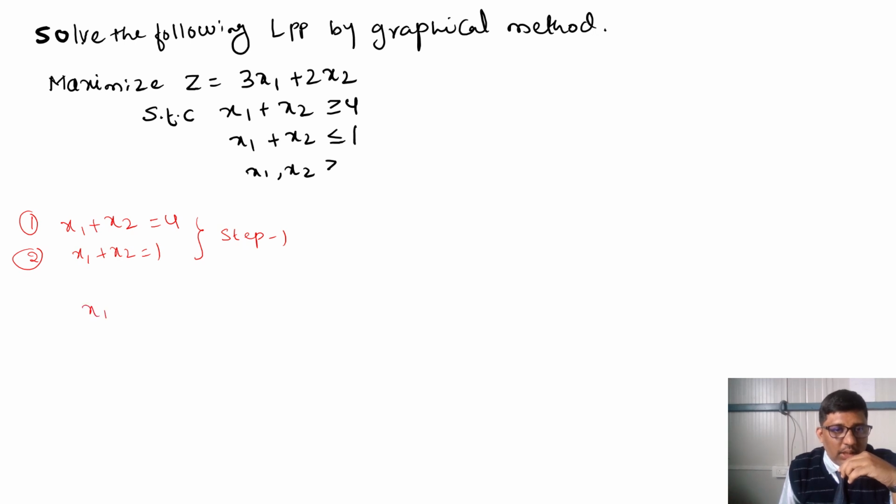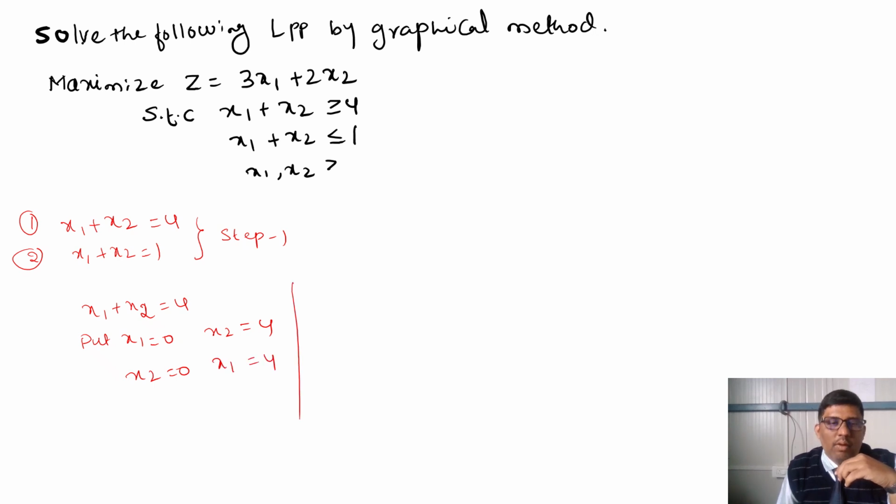We write again equation 1, x1 plus x2 is equal to 4. To get the coordinates, I put x1 as 0 in equation 1, then x2 becomes 4. If we put x2 as 0, then x1 becomes 4. Similarly for the second one, x1 plus x2 is equal to 1, we put x1 equal to 0, then x2 becomes 1. When we put x2 equal to 0, x1 becomes 1.